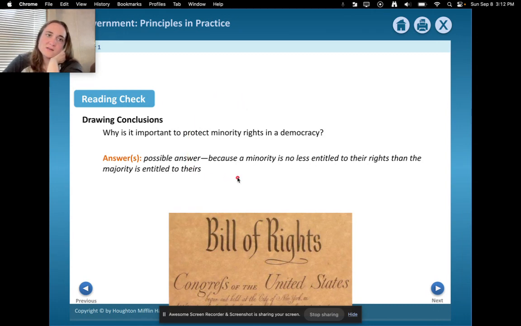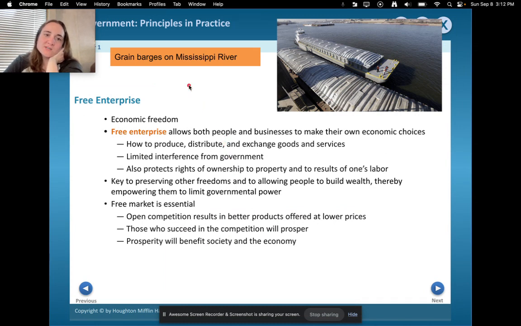That's right. All right. We also have free enterprise, which is a big thing in the United States because we have a lot of industry. So free enterprise means economic freedom. Free enterprise allows both people and business to make their own economic choices, such as how to produce, distribute, and exchange goods and services. Limited interference from government also protects rights of ownership to property and to the result of one's labor. It is key to preserving other freedoms and to allowing people to build wealth, thereby empowering them to limit government power. And also free market is essential.